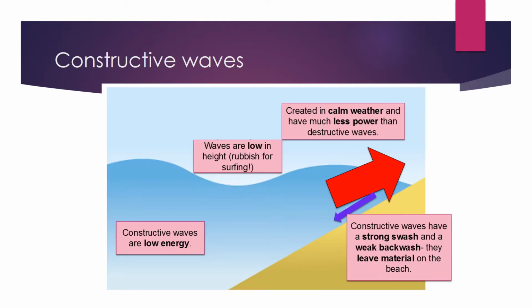So constructive waves. The characteristics of a constructive wave are a strong swash, so the energy of the water brings sediment onto the beach and helps it to build up. There is a weak backwash, which means that the water returning to the sea does not have the energy to remove sediment. And in comparison to our next type of wave, constructive waves are low in height, further apart, and overall have less energy.